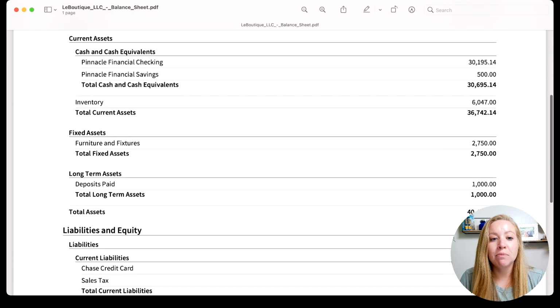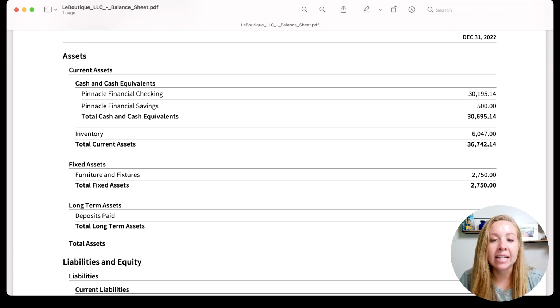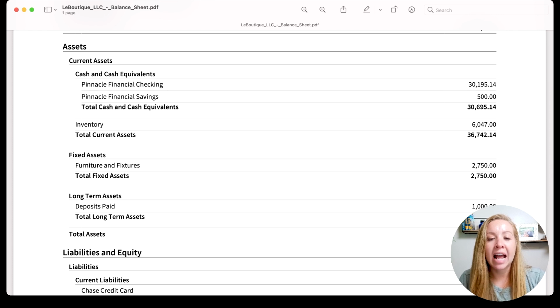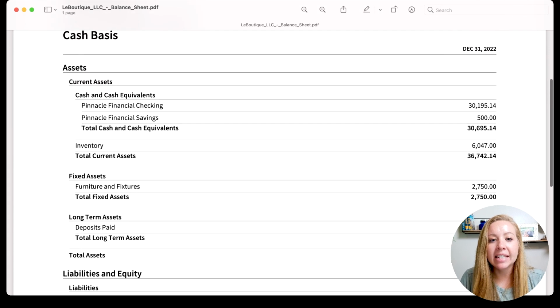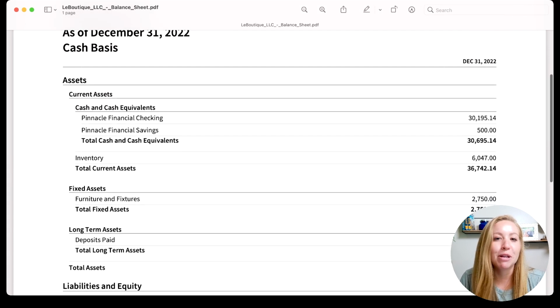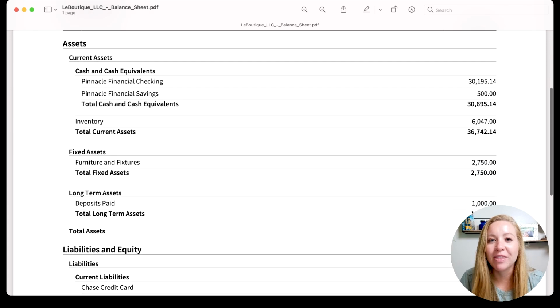So some other things you may see in this category is accounts receivable. And basically those represent unpaid invoices. So if you've invoiced your clients or customers and they haven't yet paid those, but they're going to, that is going to be listed as an asset to your business. And we can get into the difference between accrual and cash basis financial statements, but that's probably going to be a whole different video at this point.